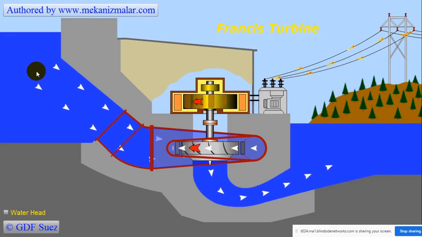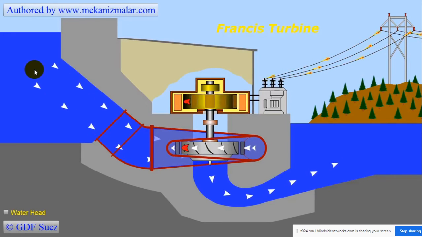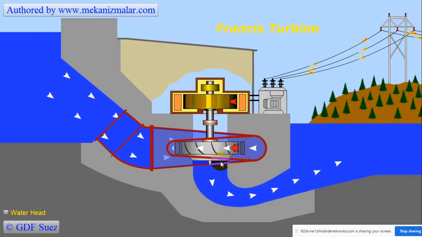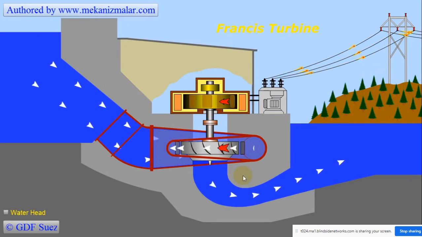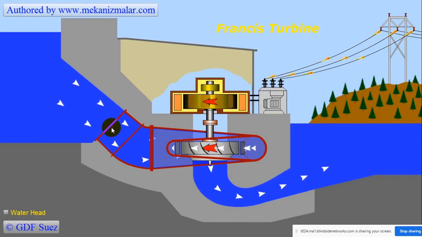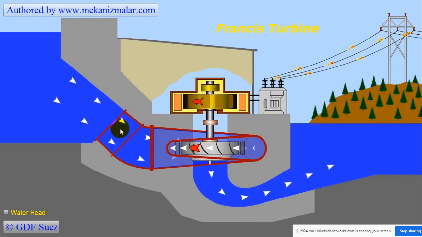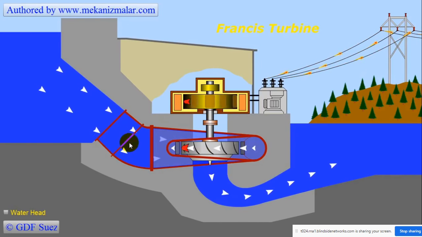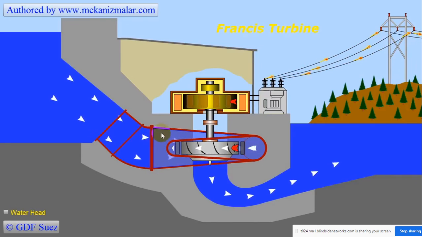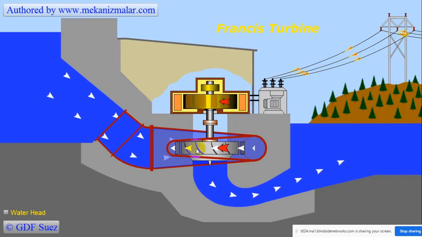This animation shows the operation of a Francis turbine in a dam. The arrows show the water path and direction inside the dam. The water from the reservoir behind the dam is transferred to the turbine by a penstock. The penstock diameter of a Francis turbine could be as large as 10 meters. The water coming from the penstock is transferred to the inlet scroll, which distributes the water equally around the wicket gates.